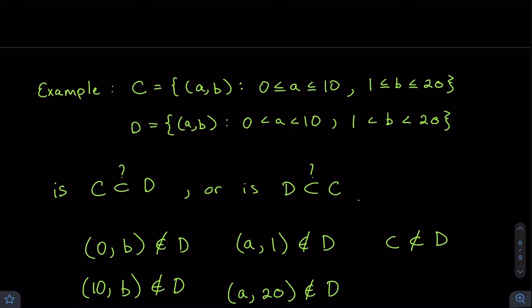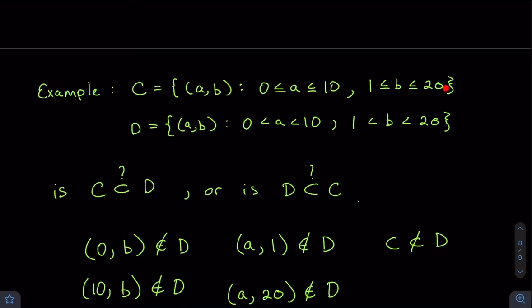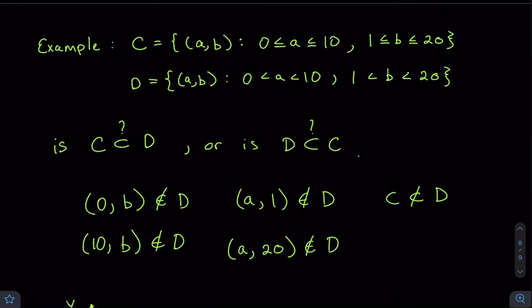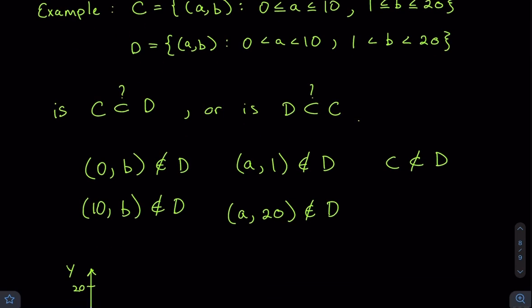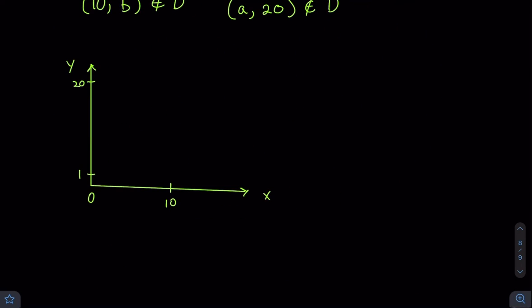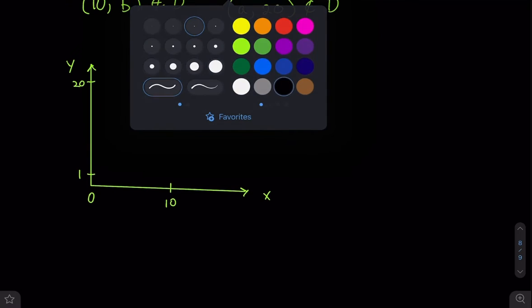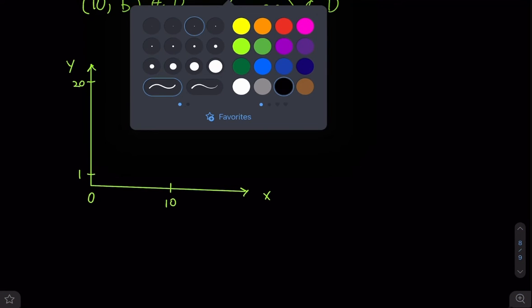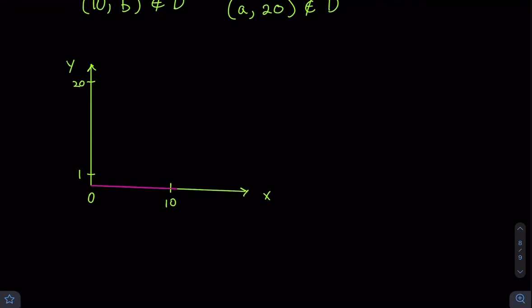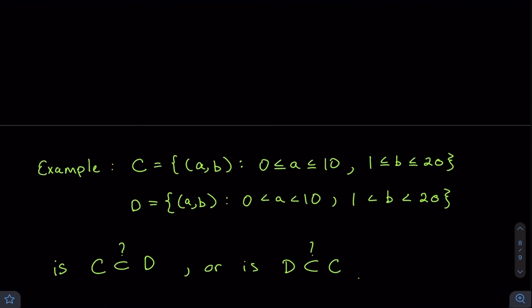In set C, A is between 0 and 10, and B is between 1 and 20. And if we represent this as a rectangle, then this is how it would look. So the length of the rectangle will be 10. And then the height will be 20. Oh, 19, because 20 minus 1 is 19.